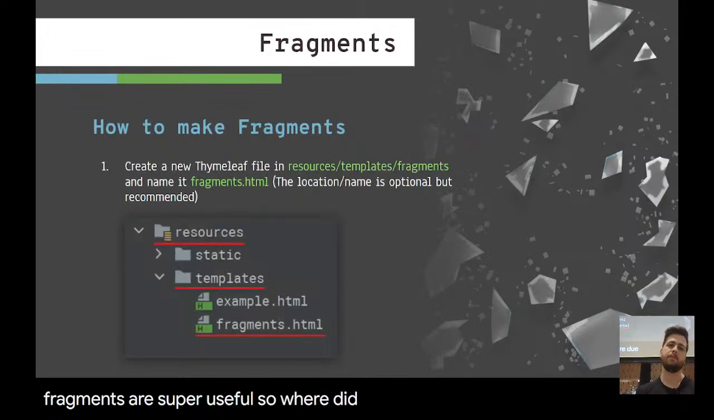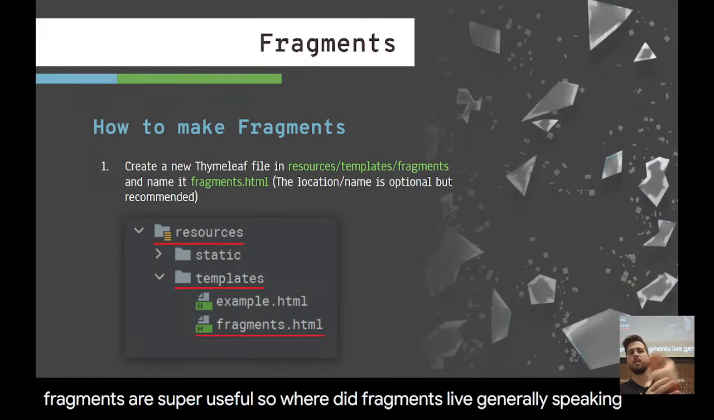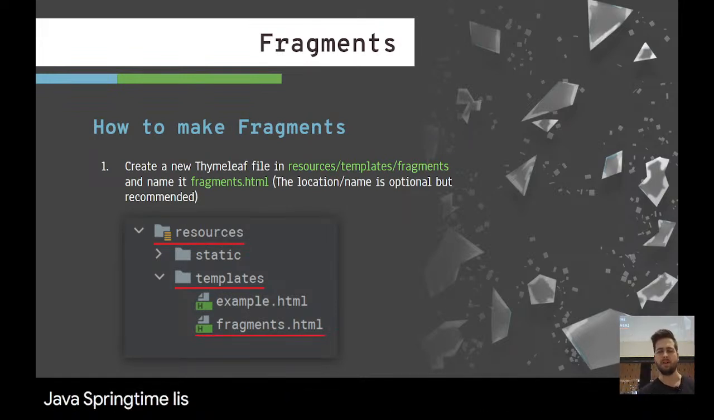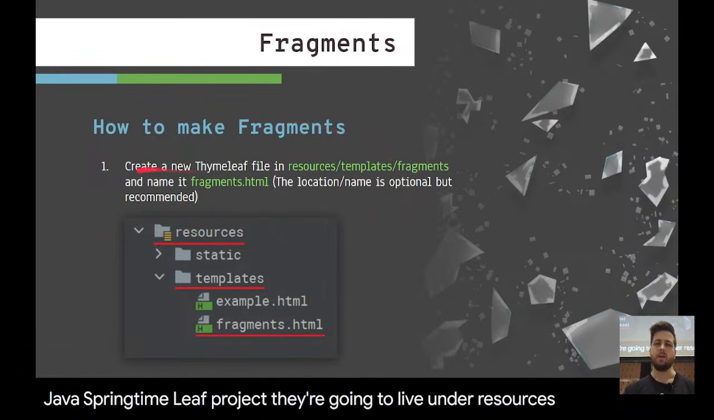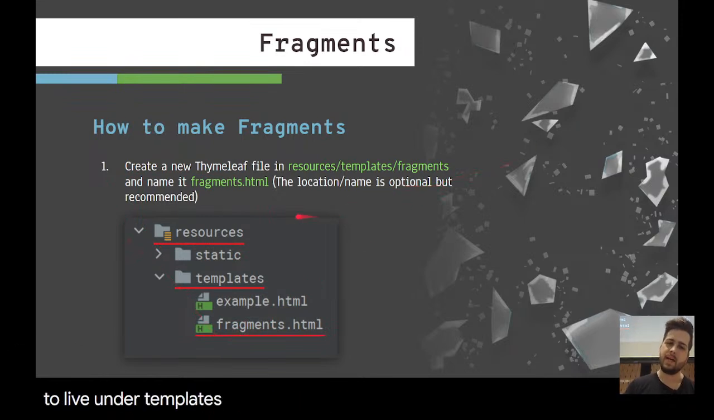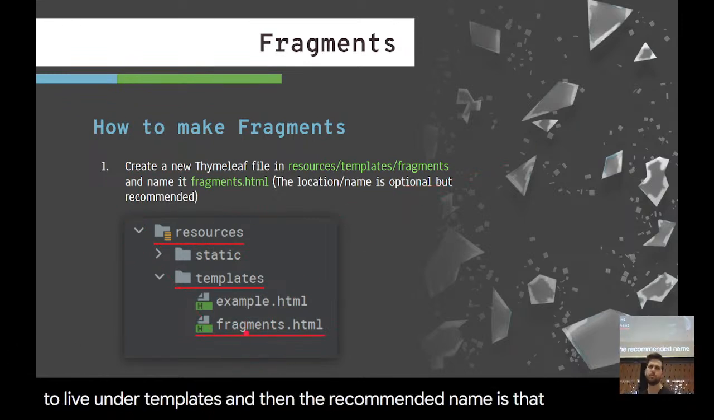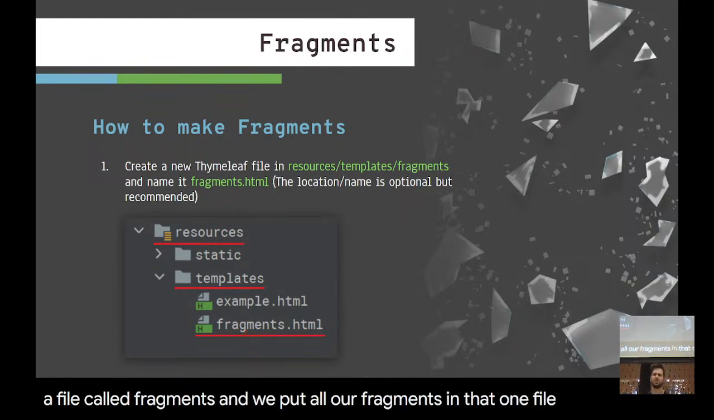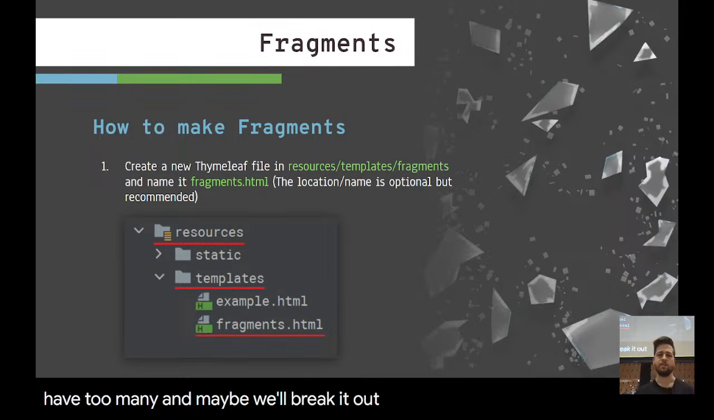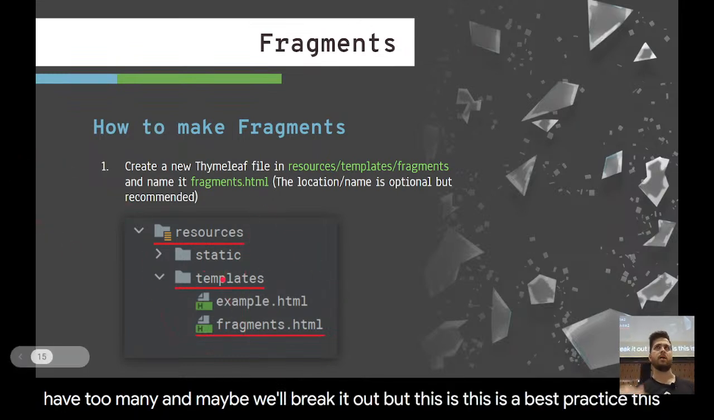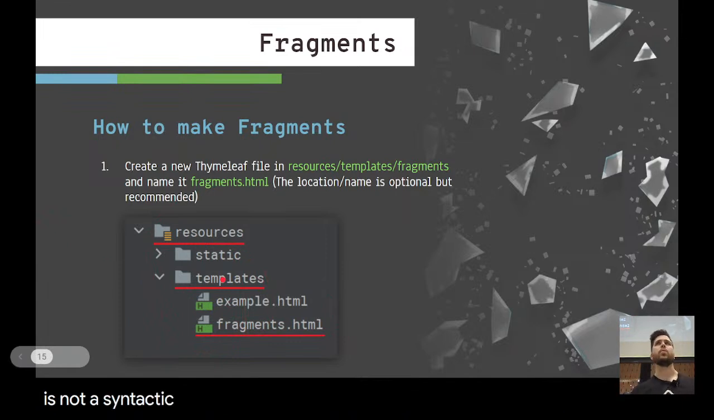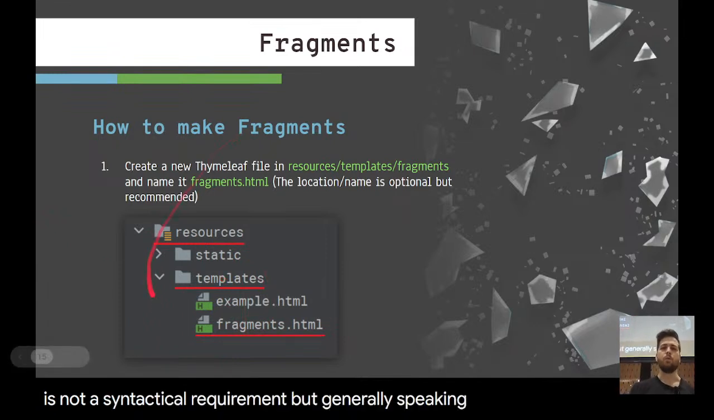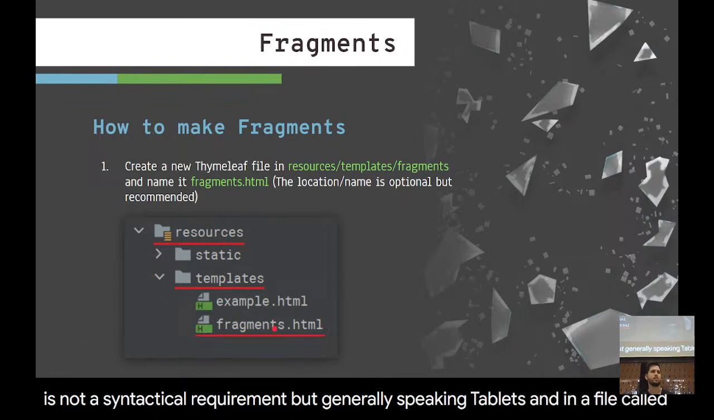So where do fragments live? Generally speaking, in a Java Spring Thymeleaf project, they're going to live under resources, under templates. The recommended name is that we just create a file called fragments and put all our fragments in that one file, unless we have too many, in which case maybe we'll break it out. This is a best practice, not a syntactical requirement, but generally you'll want to put them inside of resources, inside of templates, in a file called fragments.